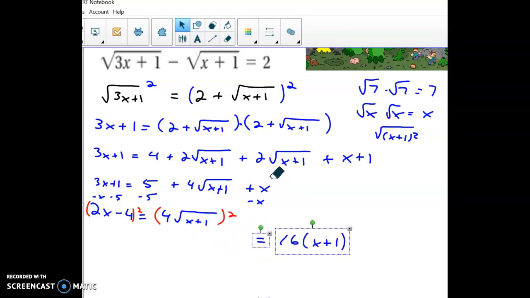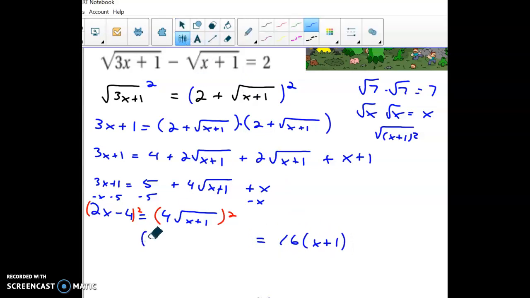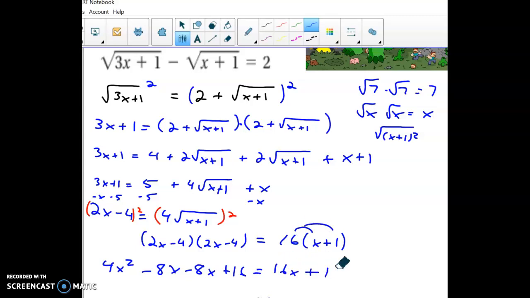Because the other side we're going to have to FOIL yet again. So we have a 2x minus 4 and a 2x minus 4. Okay, so we're going to FOIL that out, and we're going to get 4x squared, and then minus 8x minus 8x plus 16. And on the right-hand side, if I distribute this, I'll get 16x plus 16. Sorry I can't fit this all on one screen, so I'm going to have to scroll down. If you need to copy this down, make sure you got it down.